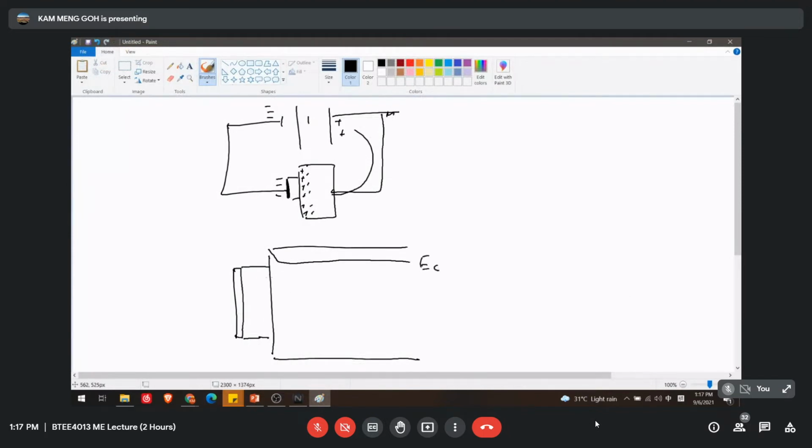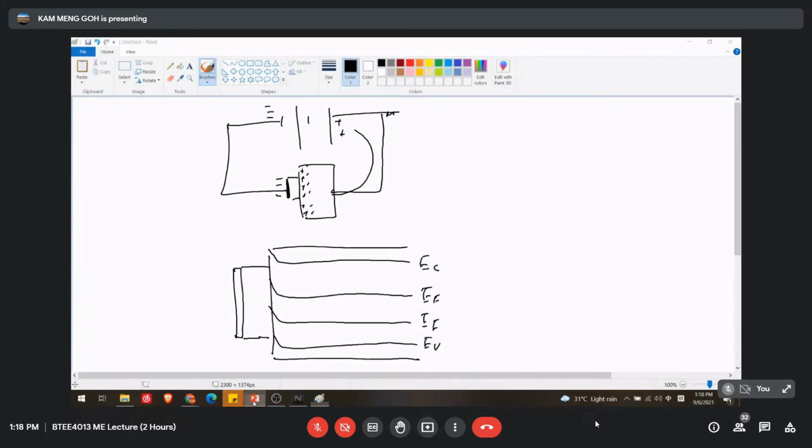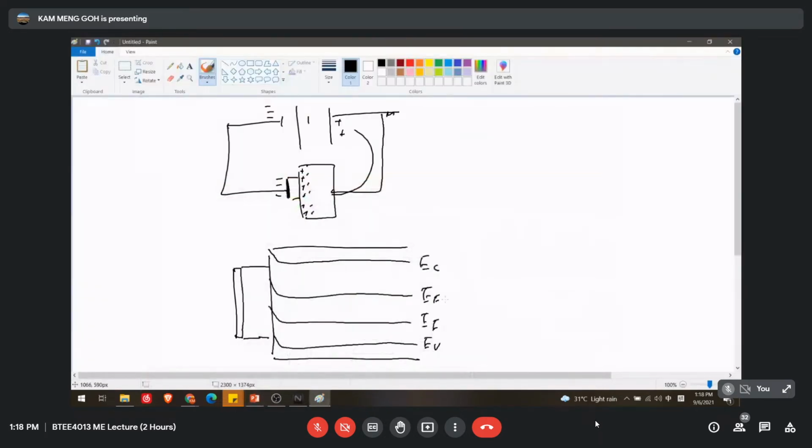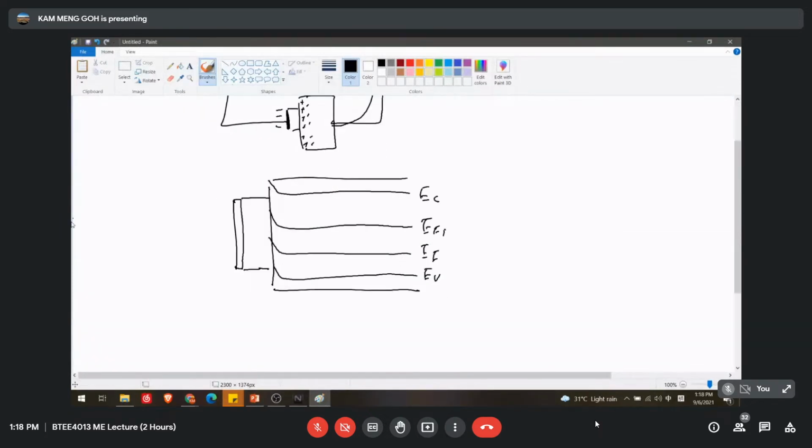EC, EF, EV. One should be the EFi, the one above is the EFi. The curve here is somewhere around this point. This region will be the accumulation of the positive charge, which is about this region, if this is connected to the negative charge. So this is how it looks.